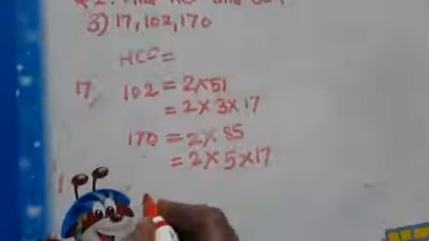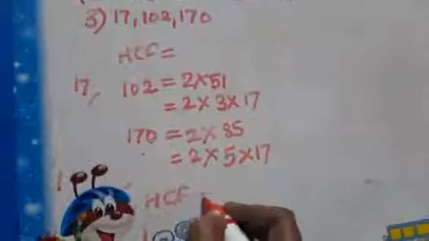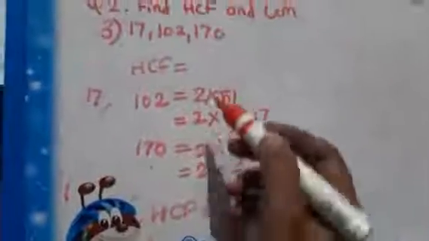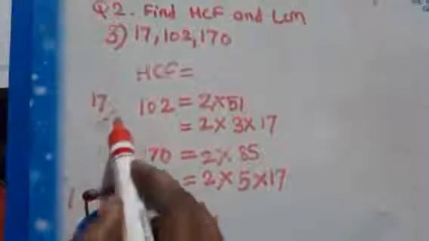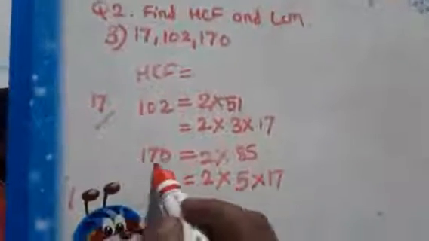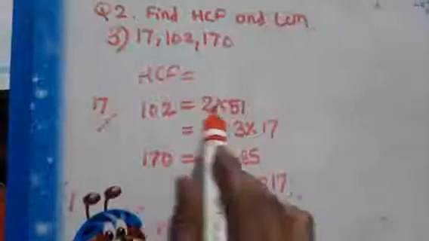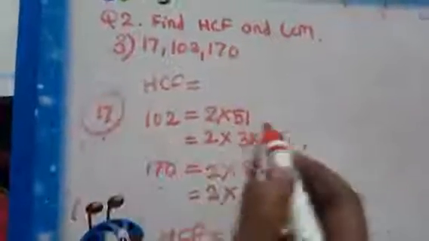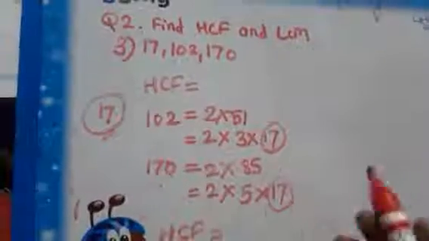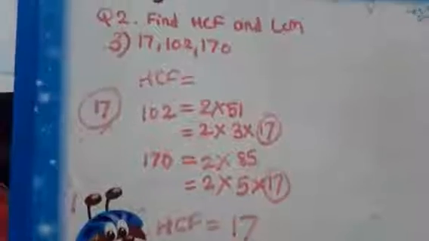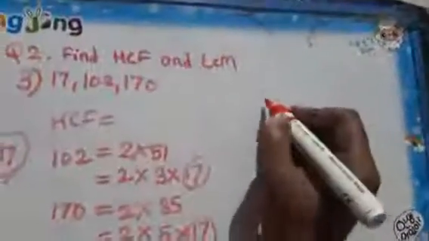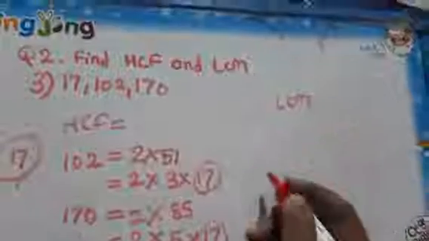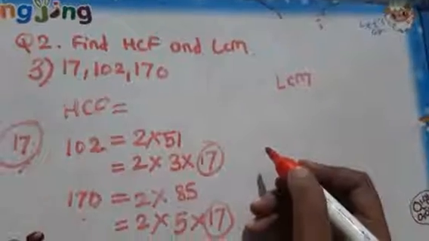Now HCF means we only consider common factors from all numbers. If you see, the first number is 17, the second is 102 and the last is 170. Out of these three numbers, the common factor is just 17. So HCF will be 17. Now we will find LCM. While finding LCM, what are we going to do?